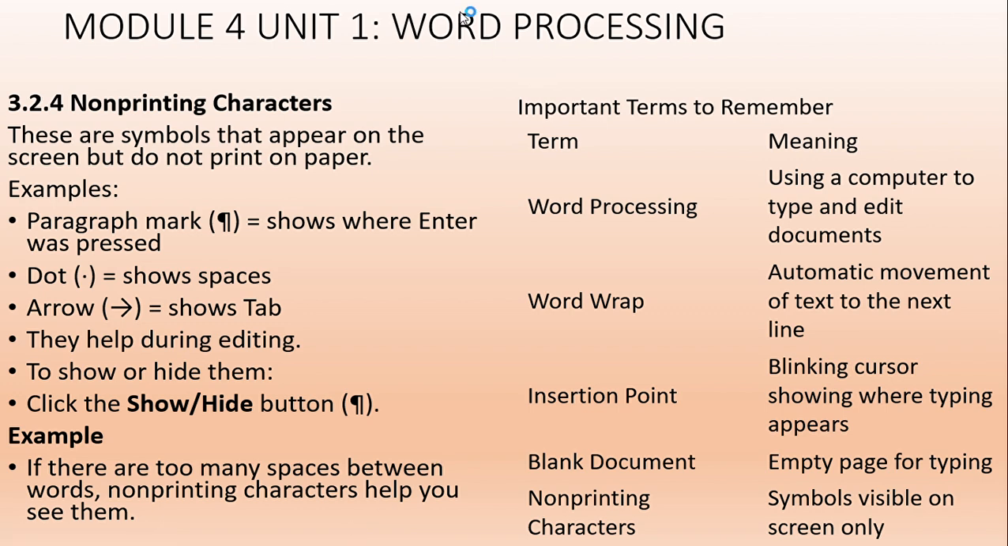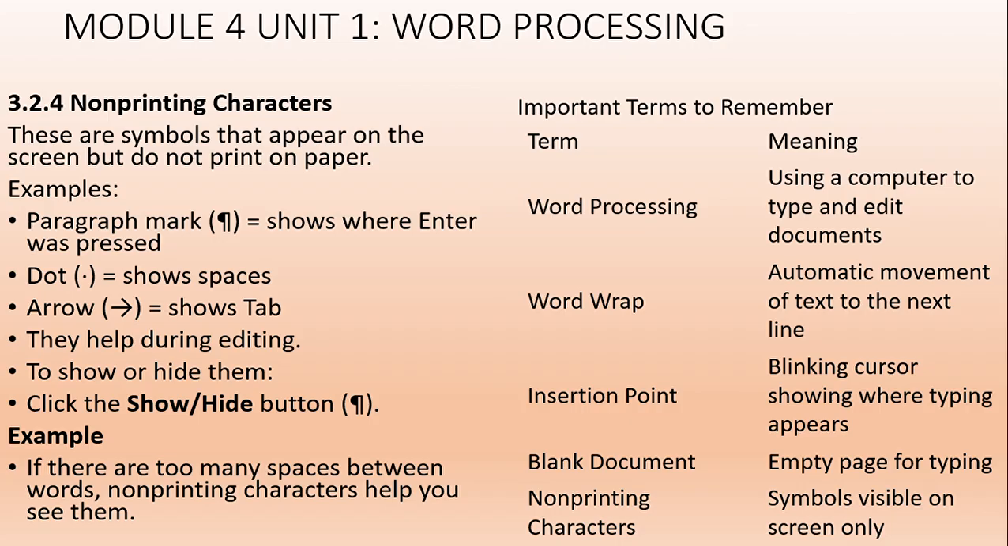So let's go back. Let's look at the important terms to remember here. There are some important terms we need to remember, and the first one is word processing itself. Word processing is using a computer to type and edit documents. It is you using a computer program like Microsoft Word to type, to save, to print, to edit documents. Then word wrap. I made mention of it. It is the automatic movement of text to the next line.